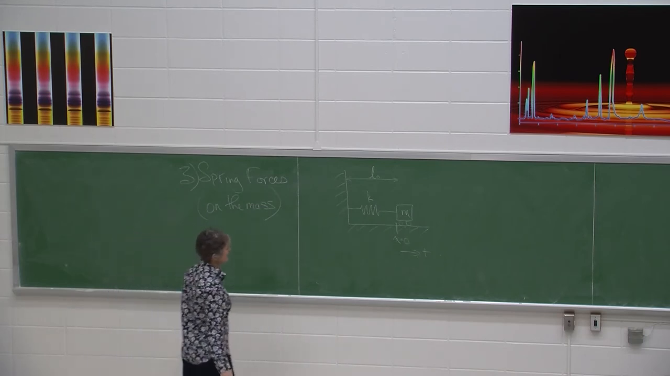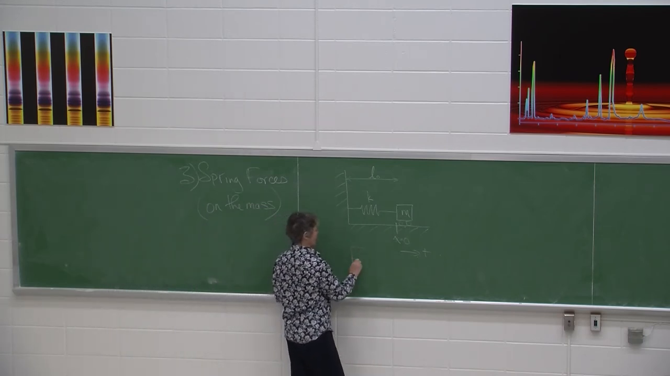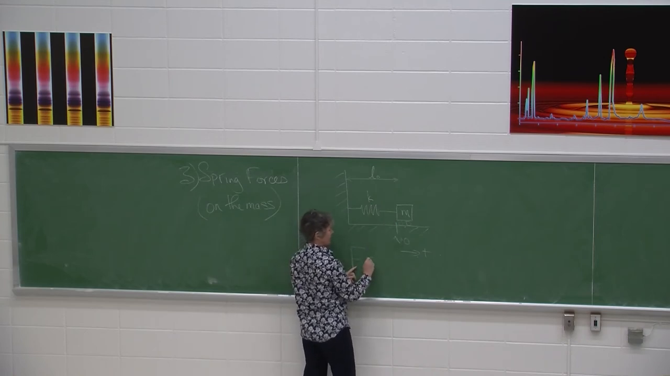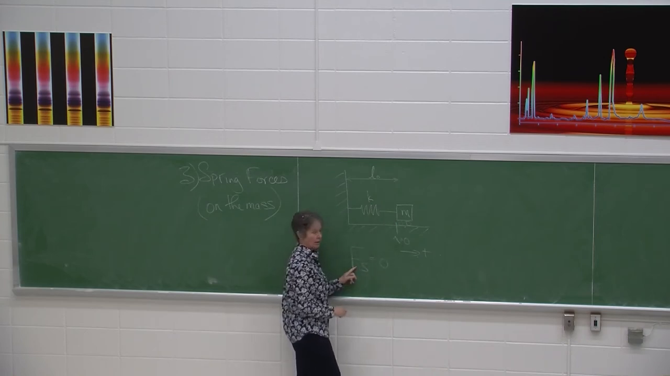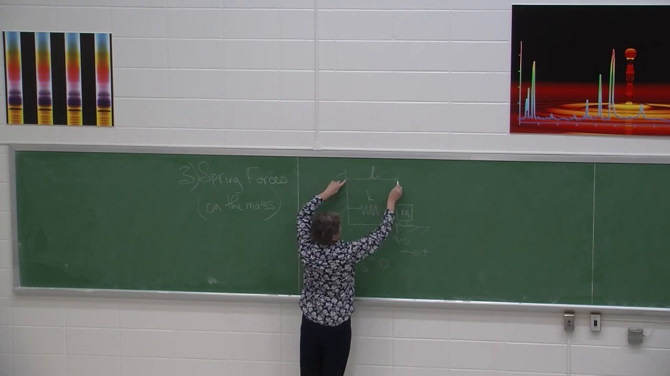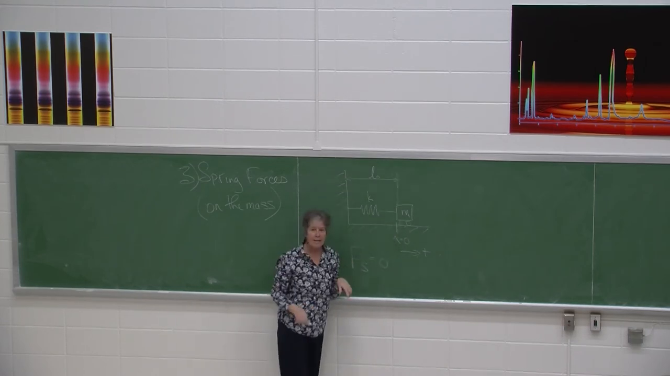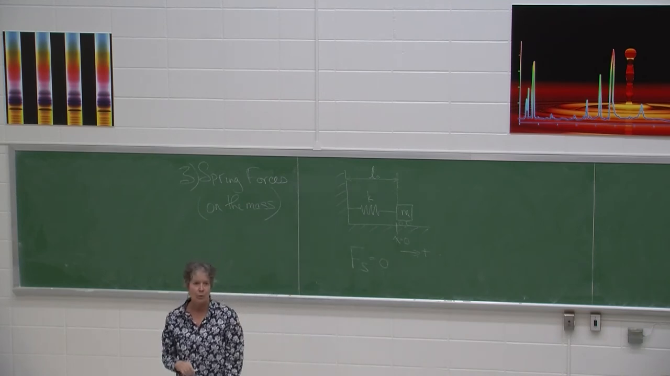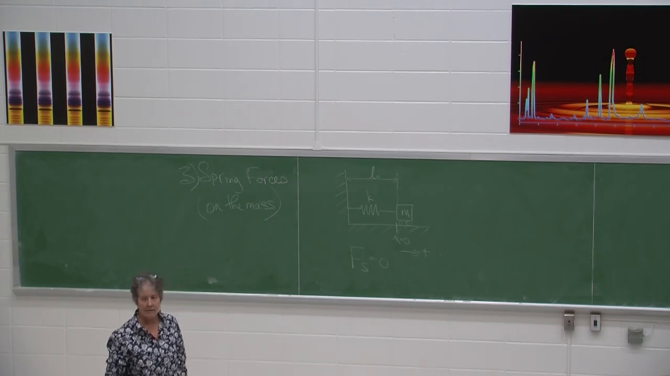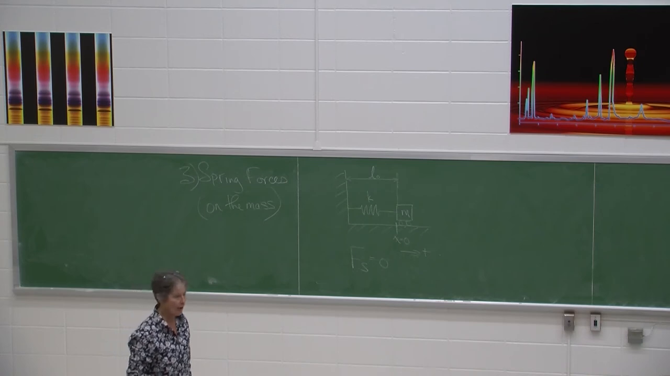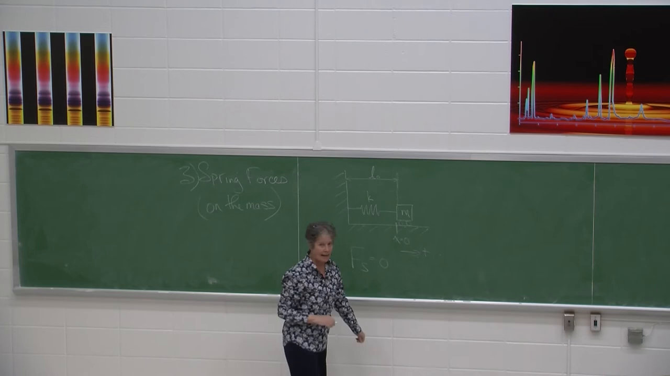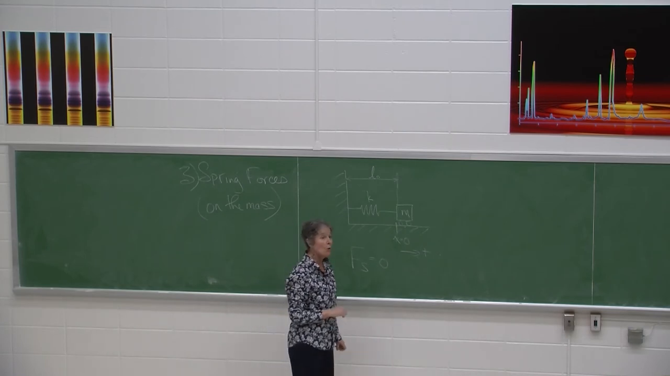So this is a case where F_s, that is the force that the spring exerts on the mass, is equal to zero, and the spring is at its natural length. And the common notation for the natural length of the spring is L sub naught. Okay, L naught.